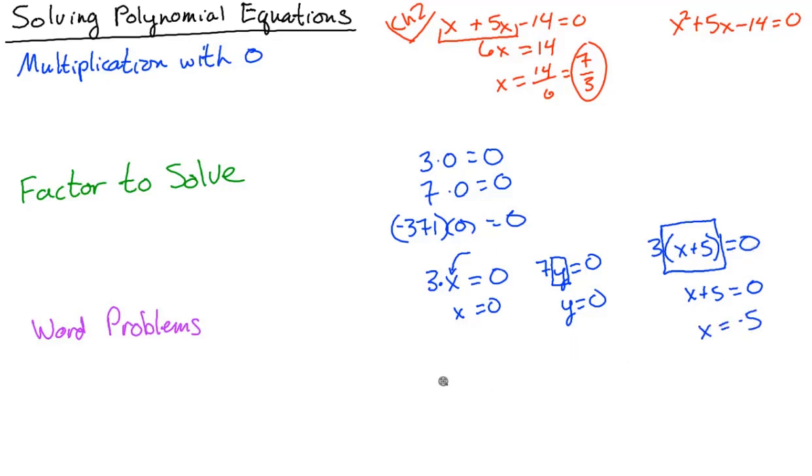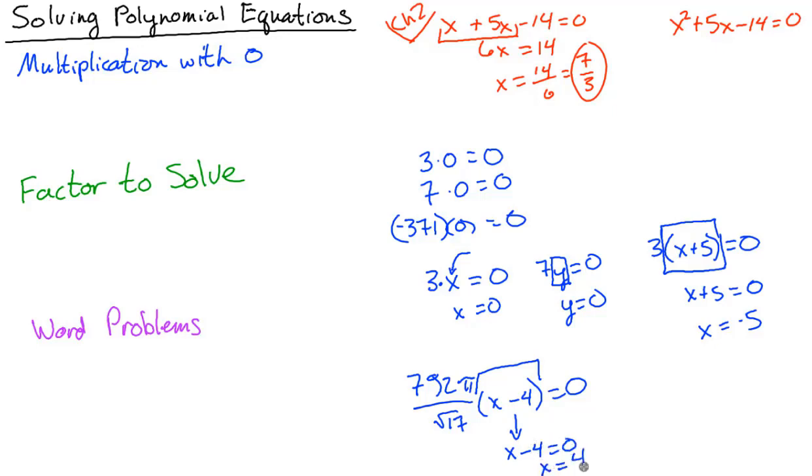In fact, I could do this with something like 7,921 pi over the square root of 17 times x minus 4 has to equal 0. And you could jump that in, 7,921 pi over the square root of 17x minus, yuck. Or you realize this is just a number times something that must equal 0. So we produce this equation and say, hey, x minus 4 has to equal 0. That gives us x equals 4. Isn't that amazing? This is absolutely cool to be able to do this. And now you'll notice what's really happening.